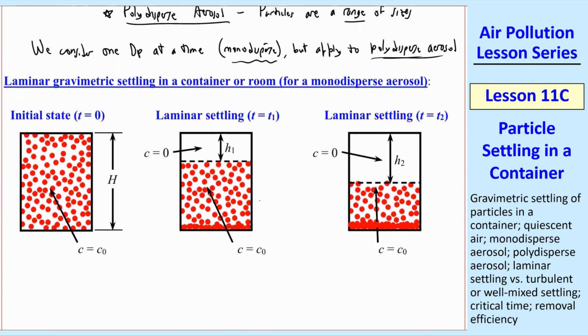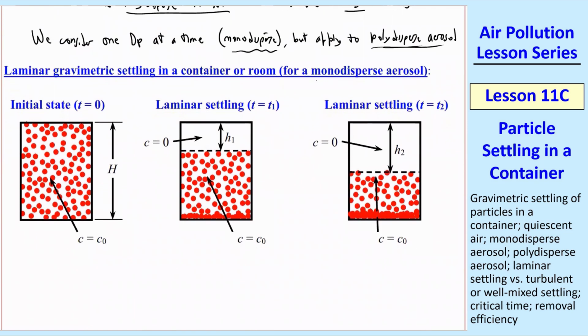Let's consider laminar settling in a container or a room for this monodispersed aerosol. Assume that we initially have well-mixed particles, as I sketched here. So these are just randomly distributed particles throughout the volume of a container. Container has height h, and each particle is falling with some speed vt, terminal settling speed.